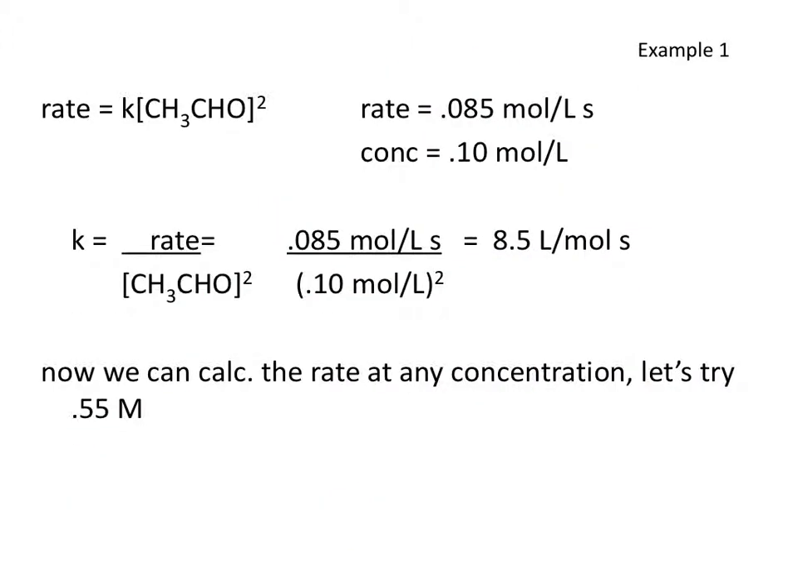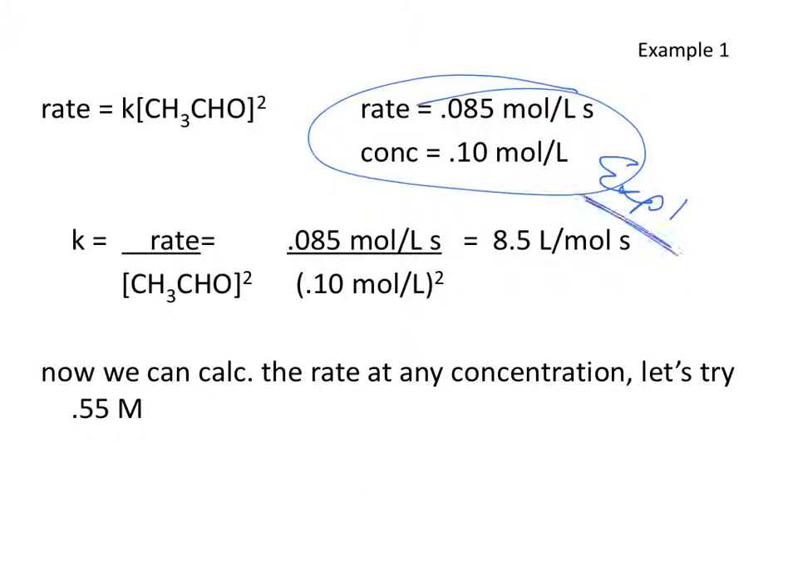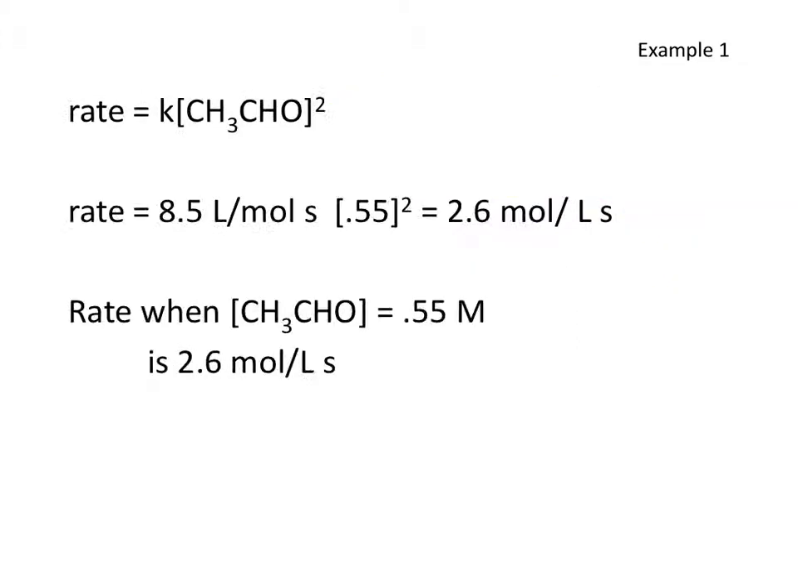So over here, I guess I picked experiment 1. I'm just showing you the math for that. Experiment 1, and notice our value then came out to be 8.5, and I showed you hands-on experiment 3, which came out to be 8.44, so it's pretty close. And then here I'm trying a concentration of 0.55. Rate was calculated to be 2.6 moles per liter per second.